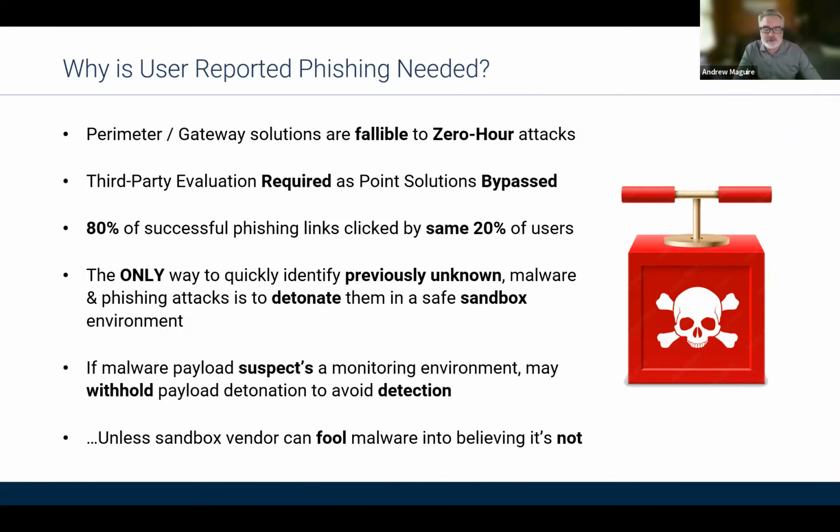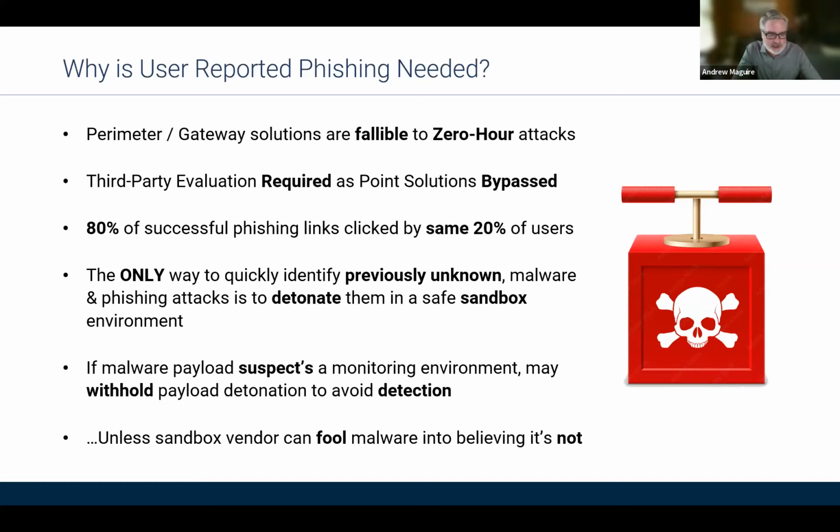So, why is user-reported phishing needed? We have all of these perimeter controls that are supposed to be getting it before it actually enters the network and the enterprise. But unfortunately, they are fallible to zero-hour attacks. And as you saw previously, you can create a website and a link and send it out to somebody in a matter of minutes. There's something in the region of 1.2 million phishing websites, and that's a very elastic number. They're going up and down all the time.